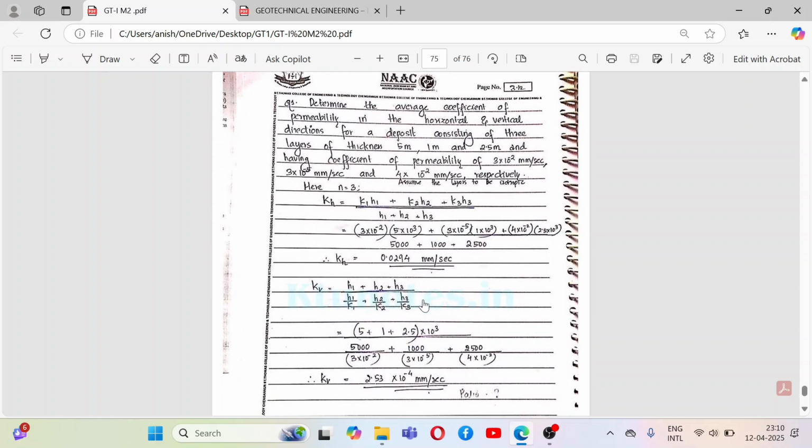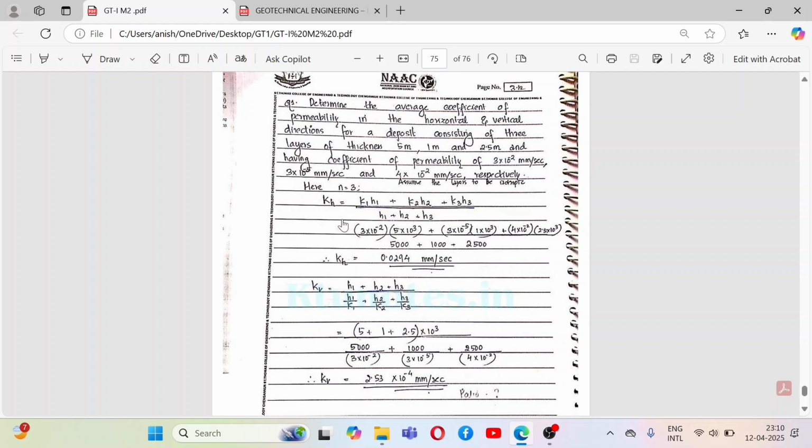So we have a problem here. Determine the average coefficient of permeability in the horizontal and vertical direction for a deposit consisting of three layers of thickness 5 meter, 1 meter and 2.5 meter, and having coefficient of permeability of 3 into 10 power minus 2 mm per second, with the corresponding values given for all layers. The question is very direct. It is asked to find the horizontal and vertical direction.